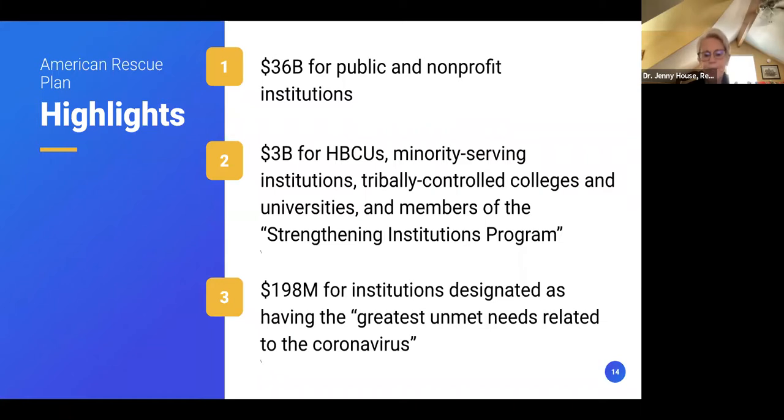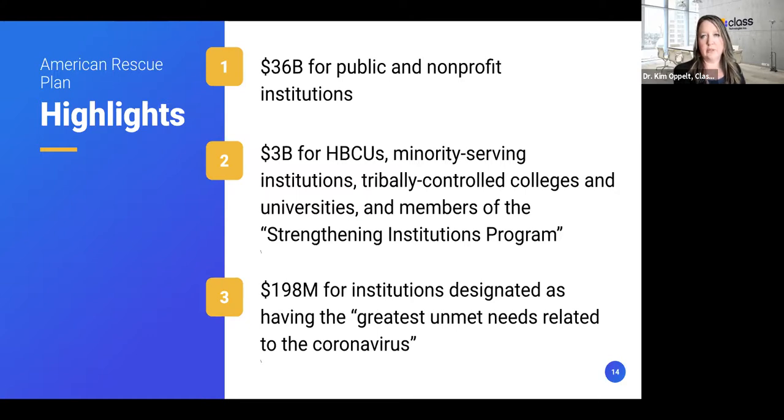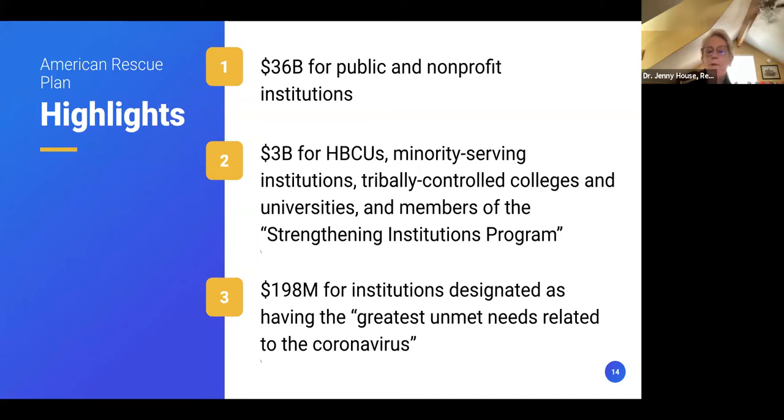Great. And do you have any more information about the Strengthening Institutions program? Do you know what the criteria are for that? I don't at the tip of my tongue, but Kim, what I said to Kim before this started is if I got a question like that, I will research that, get that information to Kim, and she will get that out to you.